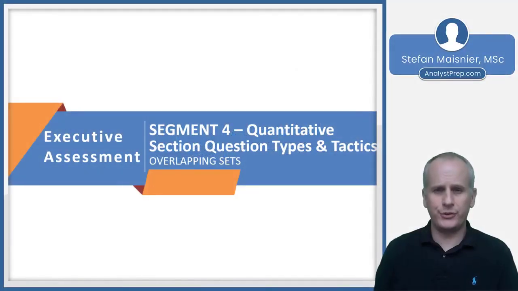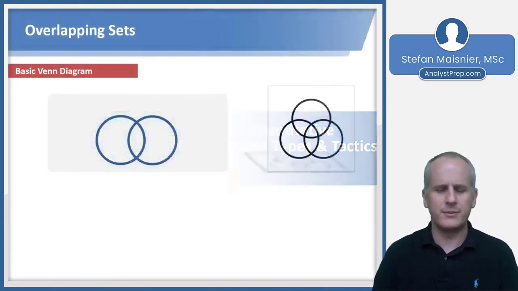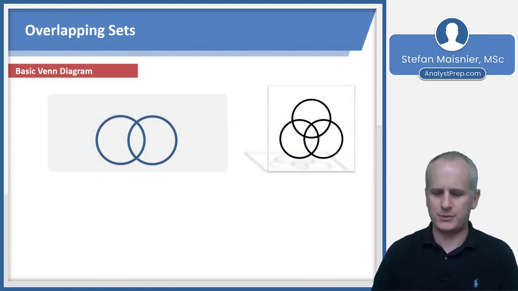In this lesson, we'll talk about one of the concepts that can show up on harder word problems in the executive assessment quantitative section and possibly integrated reasoning sections, overlapping sets. So here we have a basic Venn diagram to help us define how overlapping sets work.